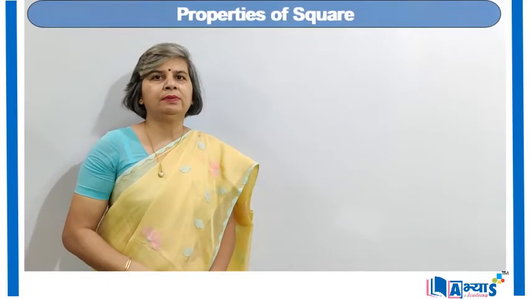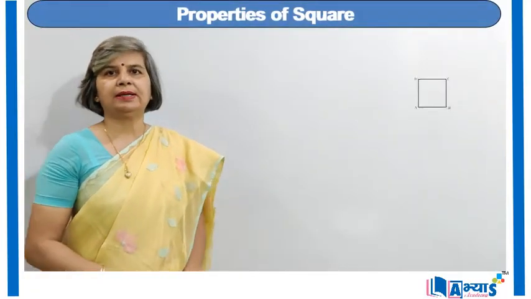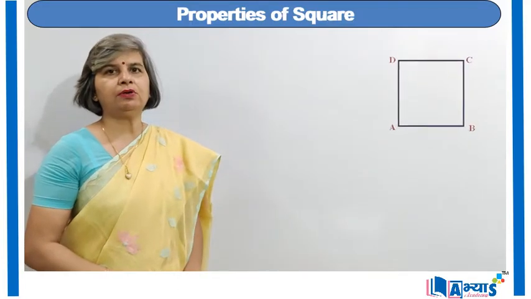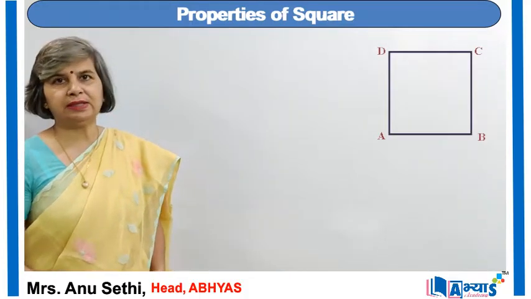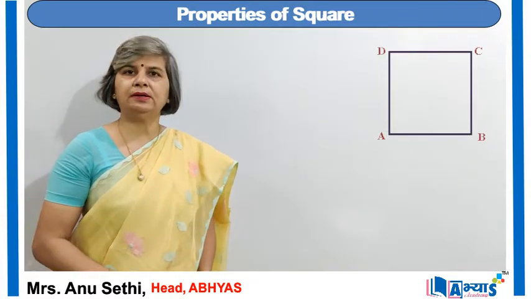Let us discuss the concept: properties of a square. Basically, a square is a rectangle in which the adjacent sides are equal, or we can say that a square is a parallelogram in which all the four sides are equal and all the four angles are 90 degrees.